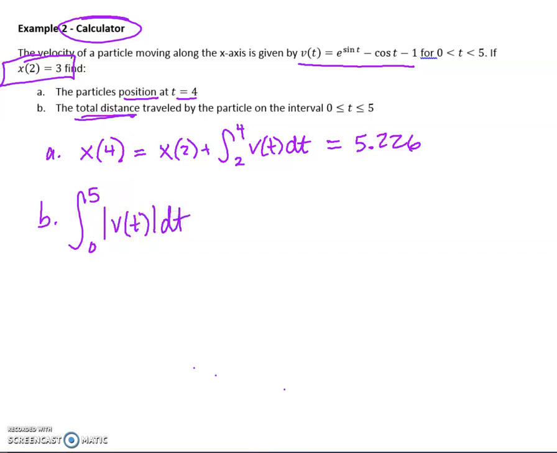Now, the cool thing is your calculator can do this and you don't have to worry, because remember, some of your graph could be above the x-axis, some of it could be below, and you would want to add these two things together rather than having them cancel out. But we have an absolute value function in the calculator.